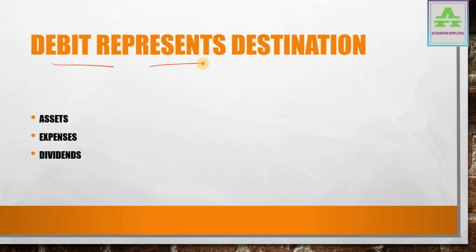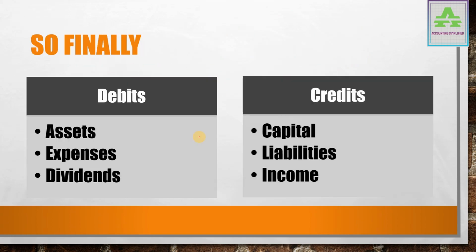Similarly, debit represents the destination where you have used the money. Either you have purchased assets, or you may have made an expense, or you may have distributed these funds amongst the owners, right? So debit represents the destinations. So finally debit is all assets, expenses and dividends, and credit is all capital, liabilities and income.